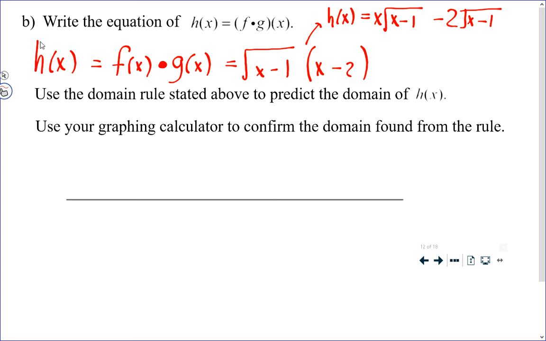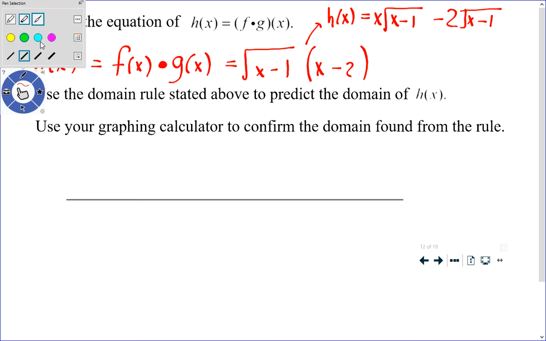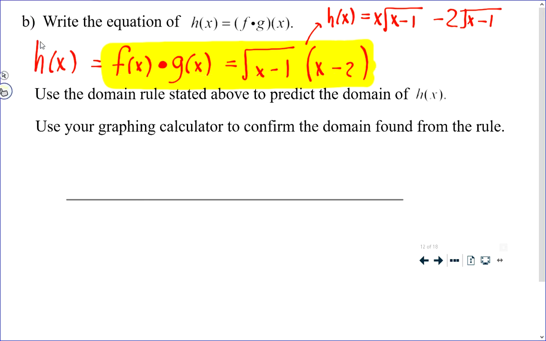You could. It's not wrong. But usually we like to have algebraic expressions written in factored form. So this is h of x. H of x is equal to root x minus 1 multiplied by x minus 2. Now it says use the domain rule to determine the domain of h of x. Well, the domain rule says for a product of two functions, the domain is the common domain.